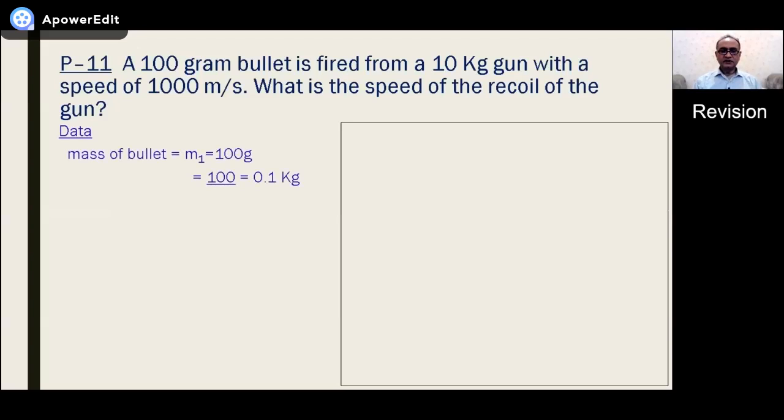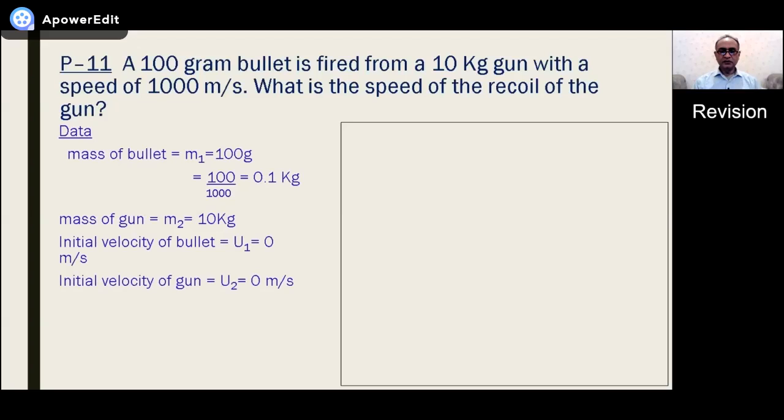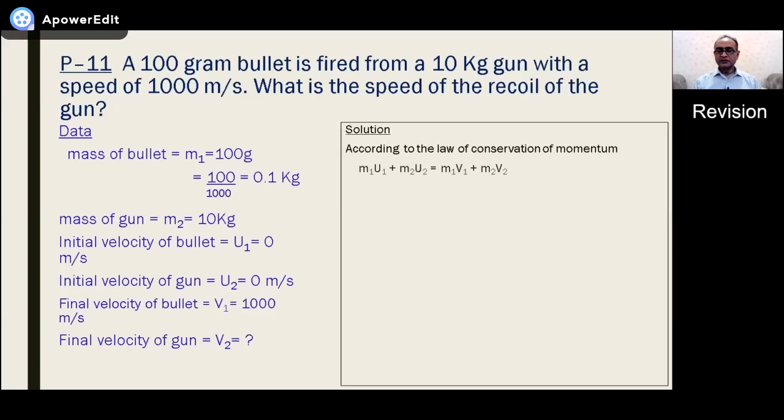Mass of the bullet, 100 gram, we convert it into kilogram by dividing by 1000. It's your revision, right? m2, 10 kilogram. Initial velocity of the bullet and the gun, 0. Final velocity of the bullet, 1000 meter per second, and we have to calculate the final velocity of the gun, the recoil of the gun rather. Simple. According to the law of conservation of momentum, m1 u1 plus m2 u2 is equal to m1 v1 plus m2 v2. We substitute the values.